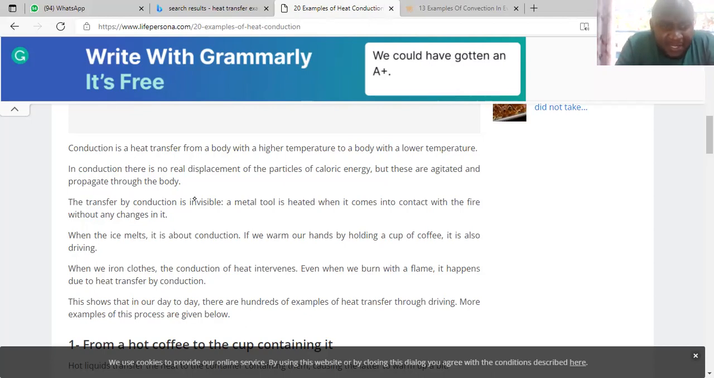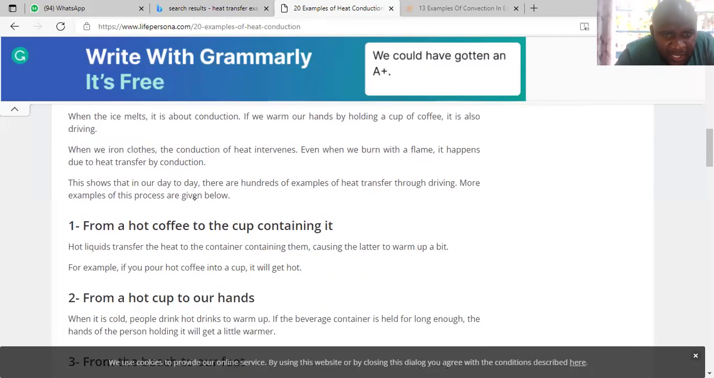Also, another thing we can talk about here is that in our day-to-day life, there are hundreds of examples of heat transfer through conduction. More examples of this process are given below. From a hot coffee cup containing it, hot liquids transfer heat to the container containing them, causing the latter to warm up a bit. For example, if you pour hot coffee into a cup, it will get hot when you touch it. Why? It's because the contents in the cup are hot. They transfer heat by conduction because they are in contact. Conduction is all about contact. They're in contact with the cup. So by the time you touch the cup, it will feel hot. Why? Because the coffee inside has transferred heat to the cup.